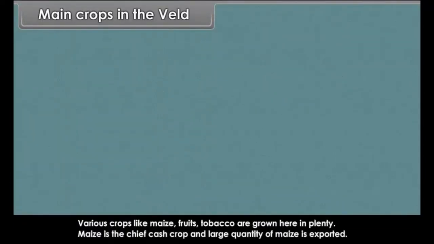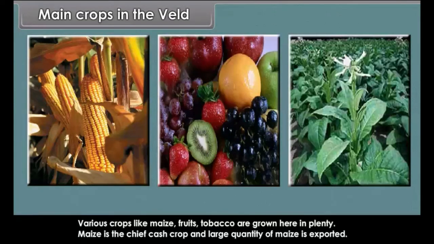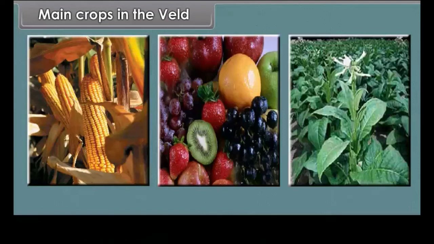Main crops in the veldt. Various crops like maize, fruits, tobacco are grown here in plenty. Maize is the chief cash crop and large quantity of maize is exported. So, the area is known as Maize Triangle.